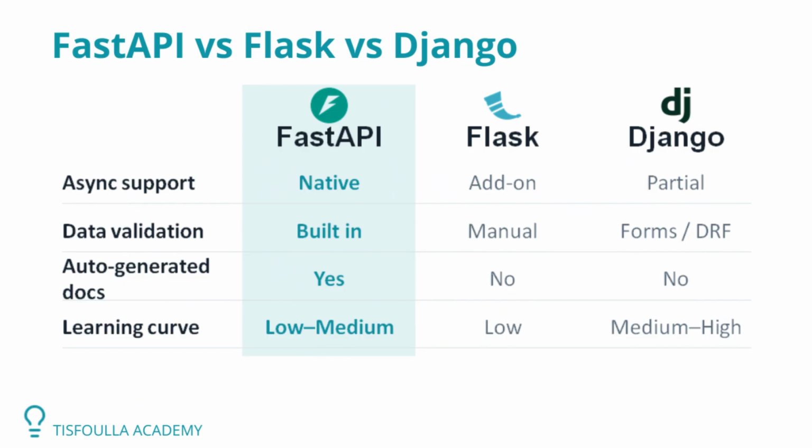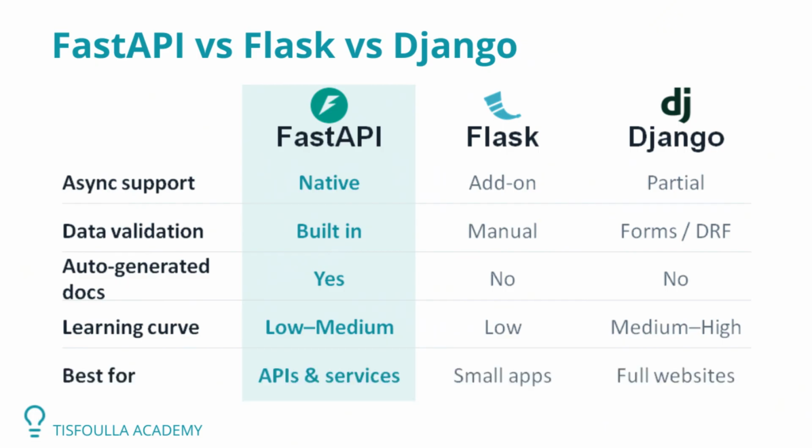Finally, let's talk about the learning curve. Flask is generally easy to start with because it provides only the essentials. Django takes longer to learn because of its rich ecosystem and many built-in features. FastAPI offers a good balance by remaining simple for Python developers while providing many advanced capabilities out of the box. As you can see, none of these frameworks is universally better than the others. Each one excels in different scenarios. The best choice depends on the requirements of your project, and for building modern, high-performance REST APIs, FastAPI is an excellent choice.